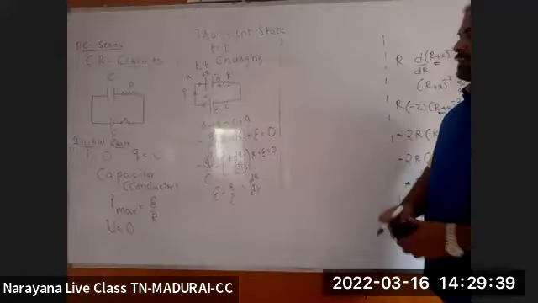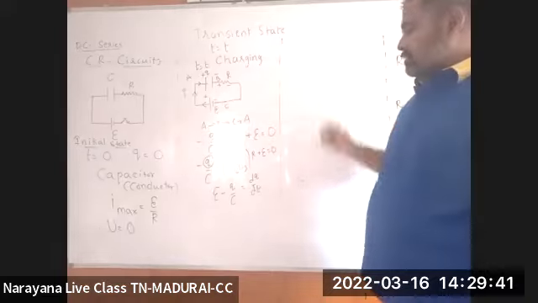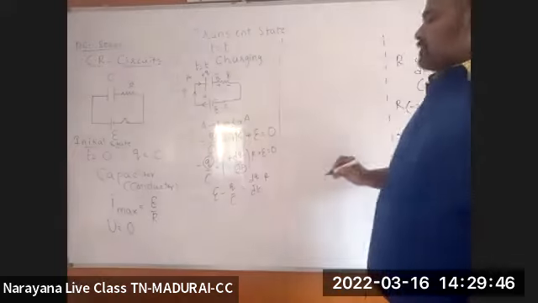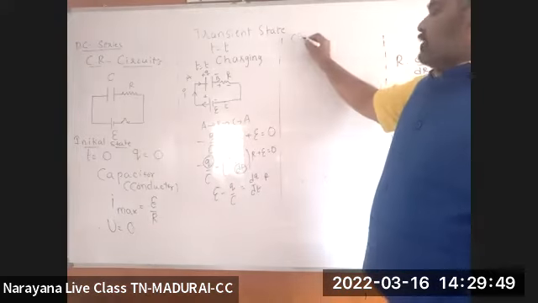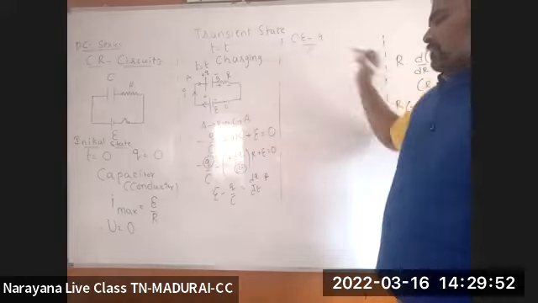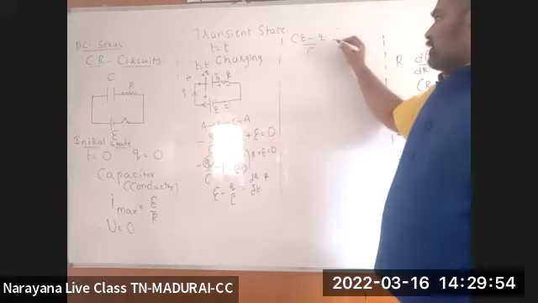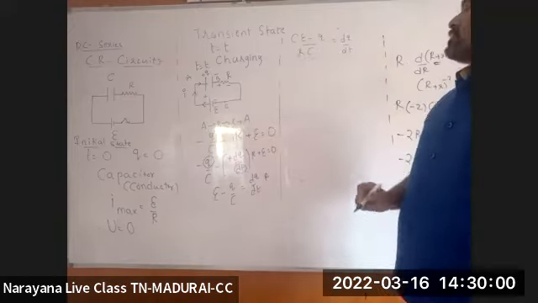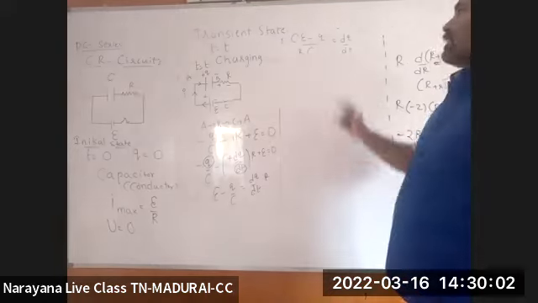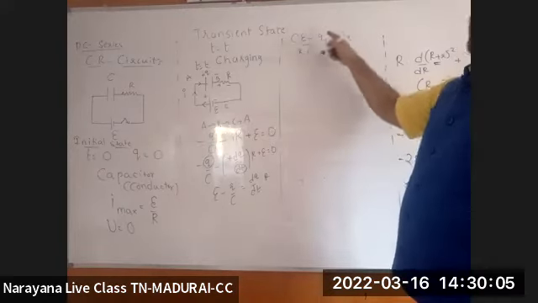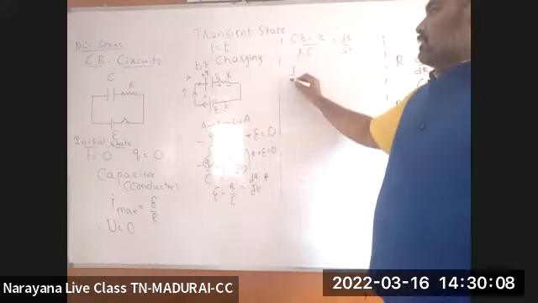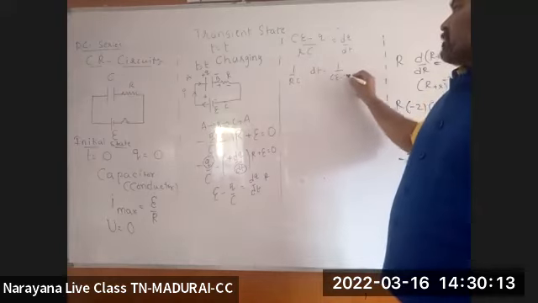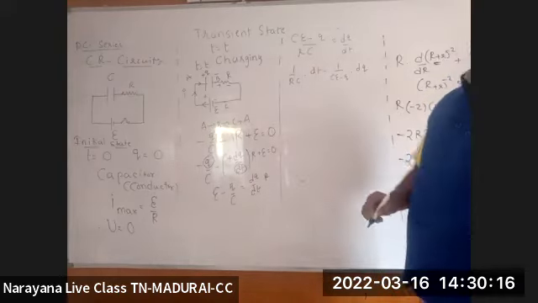So if you simplify, if you take the LCM, C into E minus Q by C, perfect, that is equal to R dq by dt. Here R I am taking this side. dt I will take that side, and this term I will take to the denominator. So what will happen? 1 by RC into dt is equal to 1 by (CE minus Q) into dq.